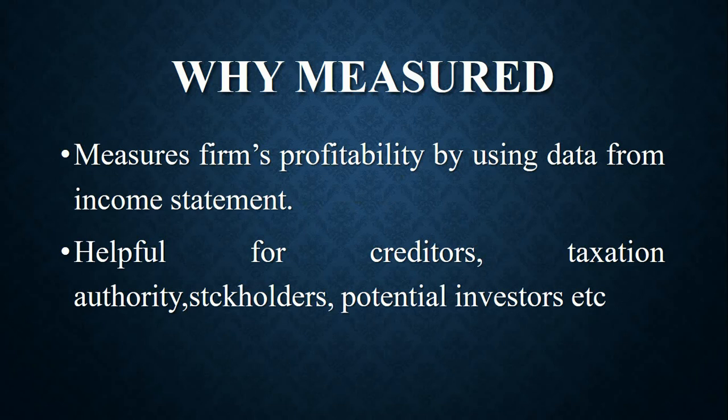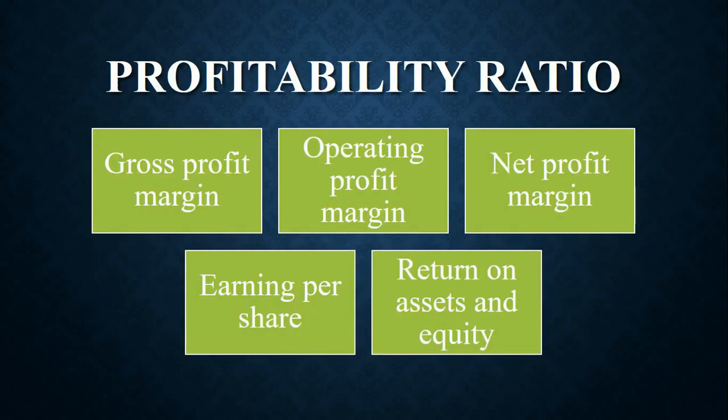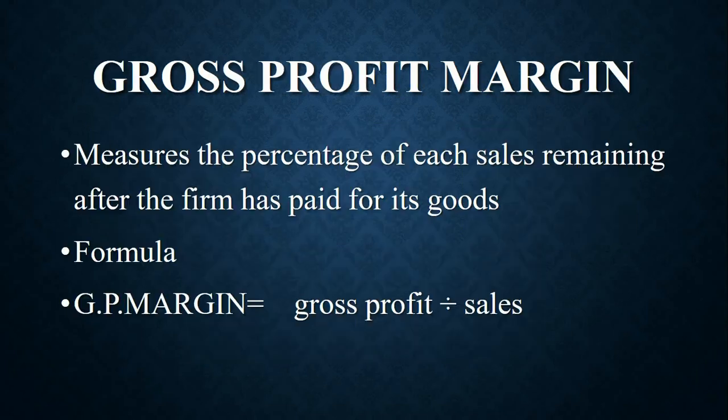These ratios basically measure a firm's profitability position by using data mainly taken from the income statement, and for a few ratios also from the balance sheet. These ratios are very helpful for creditors, taxation authority, stockholders, and potential investors. Important profitability ratios are gross profit margin ratio, operating profit margin ratio, net profit margin ratio, earning per share, return on assets, and return on equity.